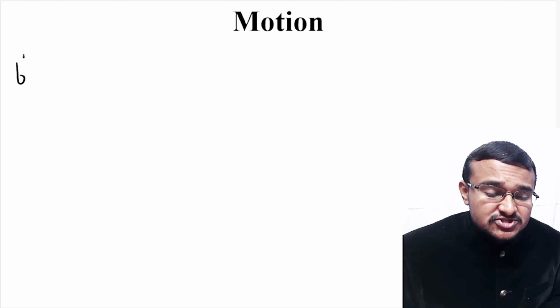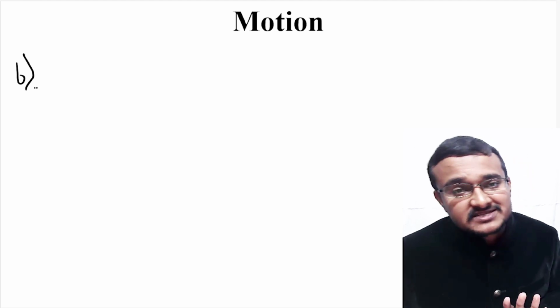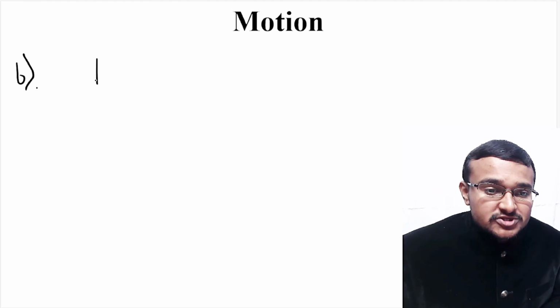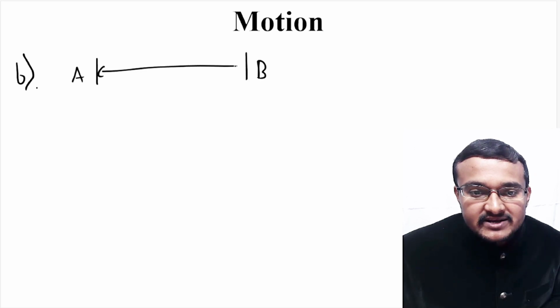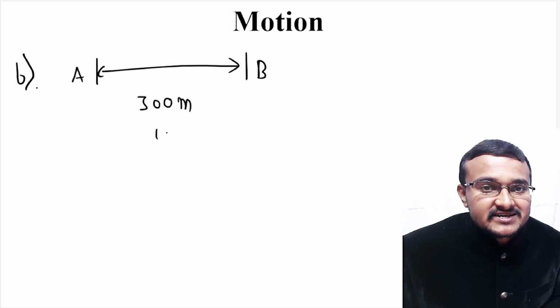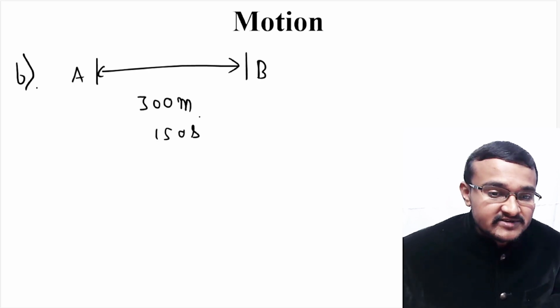So now coming to the next question, that is the B question in the same question. Here Joseph has traveled from position A to position B, that is he is covering 300 meter in 2 minutes 30 seconds, that is in 150 seconds. So 2 minutes 30 seconds can be written as 150 seconds.